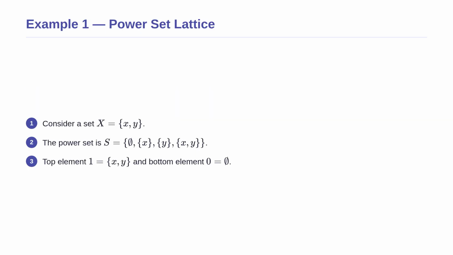Let us see this in action with a classic example from set theory, the power set lattice. Consider a set X containing elements x and y. The power set S is the set of all possible subsets. To prove this forms a complemented lattice, we first identify our boundaries. The top element, 1, is the entire set {x, y}, because no subset can be larger than the original set. The bottom element, 0, is the empty set because it contains absolutely nothing. Now let us test if the elements inside have complements.